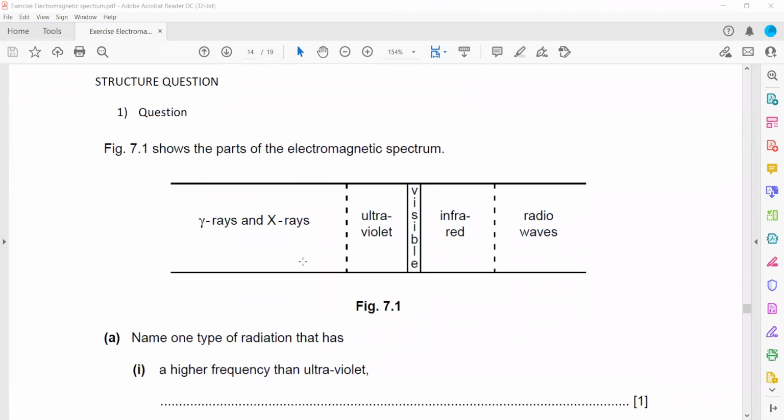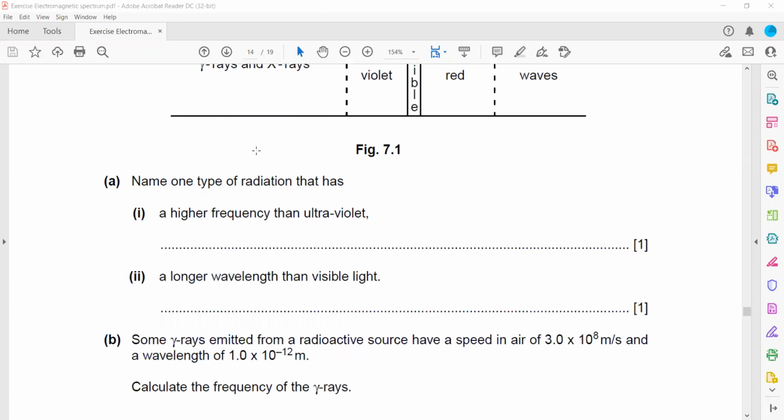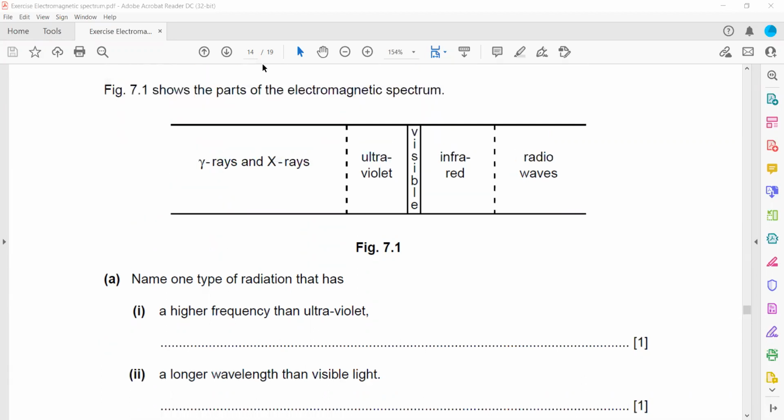Then the structured question. Figure 7.1 shows a part of the electromagnetic spectrum. State one type of radiation that has a higher frequency. So which one has the higher frequency? We can say gamma or X-ray. Only one we have to say, so we are saying gamma rays. Then which has a longer wavelength than visible? Longer wavelength than visible, because the infrared, micro and radio parts have the longer wavelength. So what we'll write is radio waves.